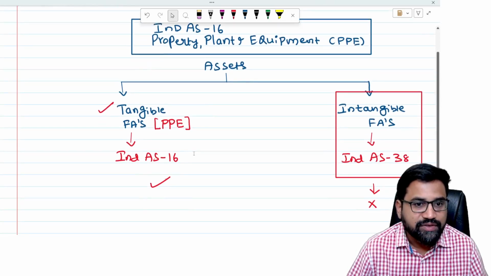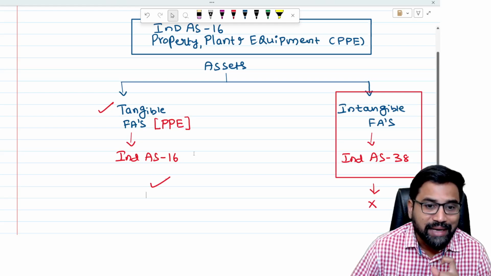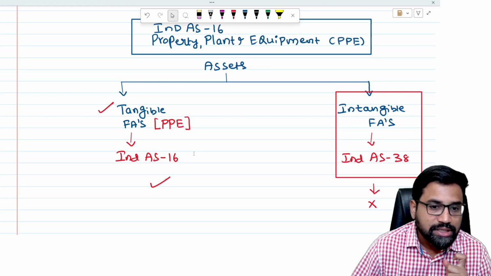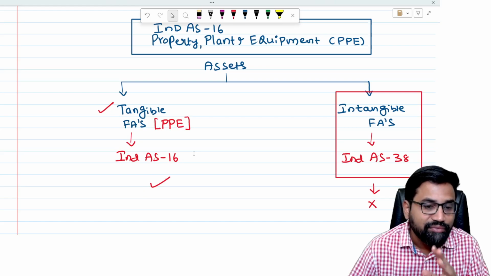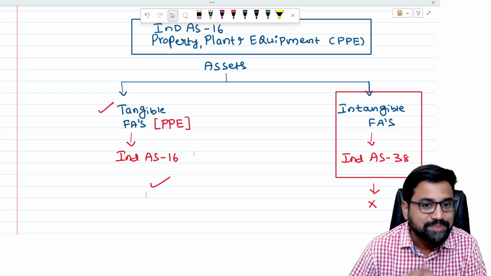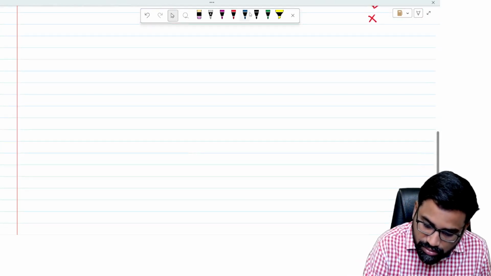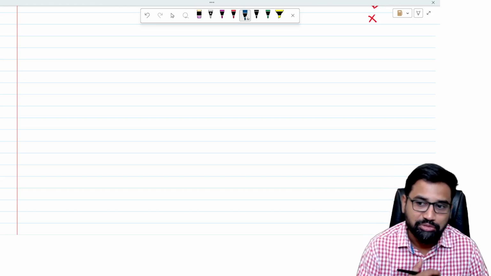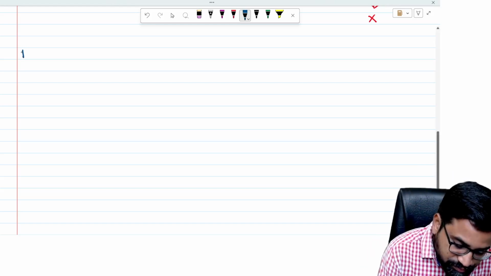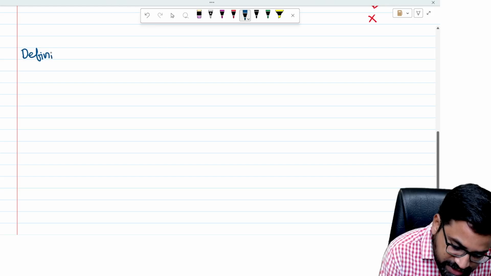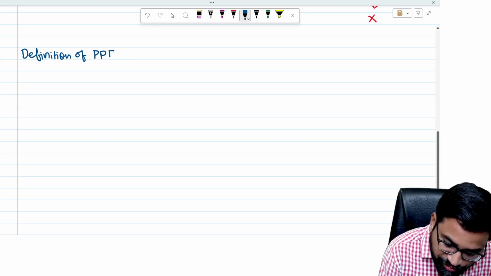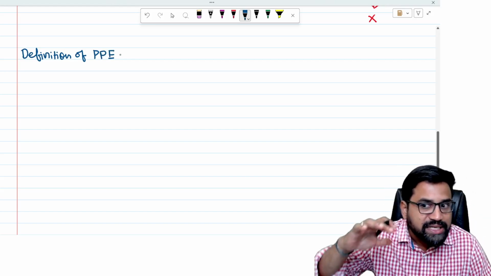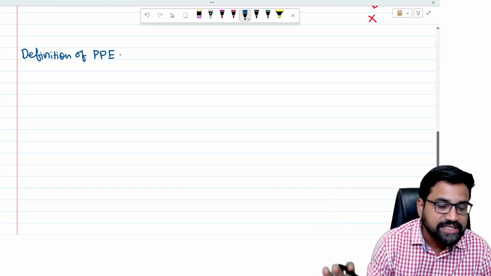Now let us start first discussing what is property, plant, equipment. We understood tangible fixed assets will become PPE. But when exactly will a tangible fixed asset be called PPE? So let me define, as per IND AS 16, what is property, plant, equipment. The topic number 1 of this standard is the definition of PPE. Basically, this standard covers the entire journey of PPE.